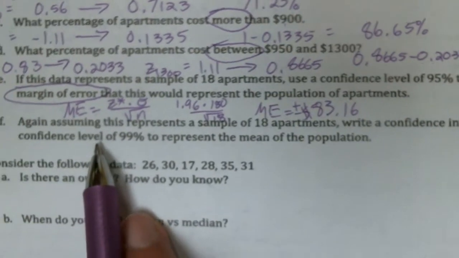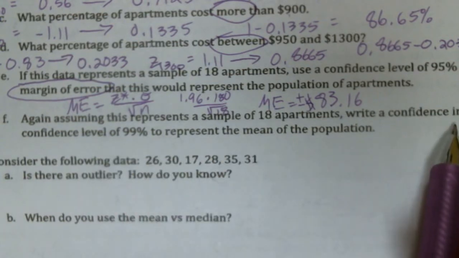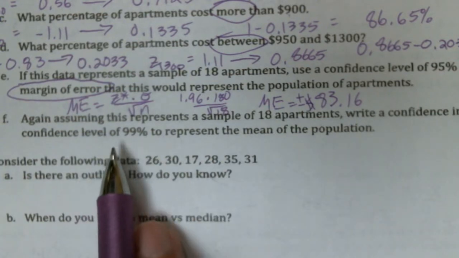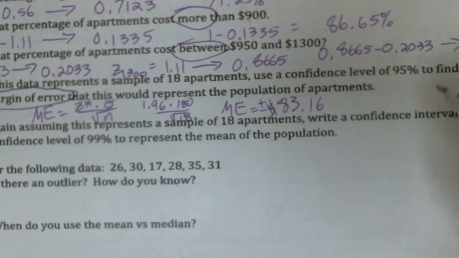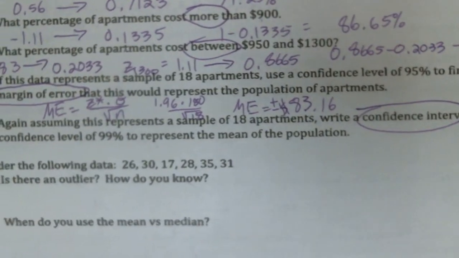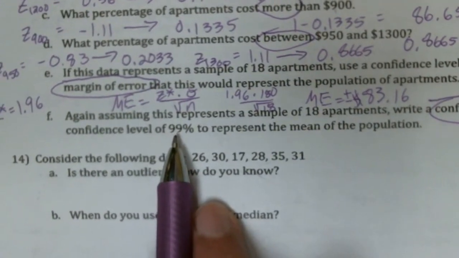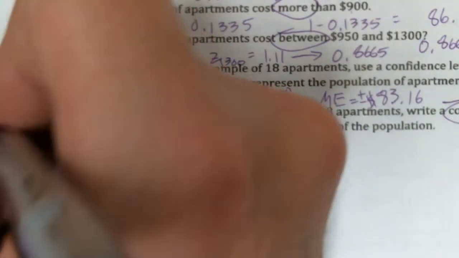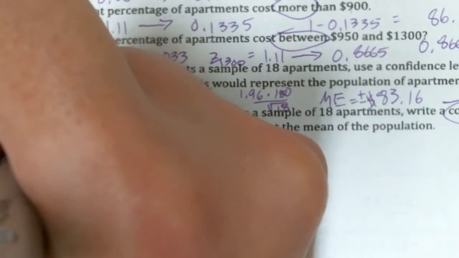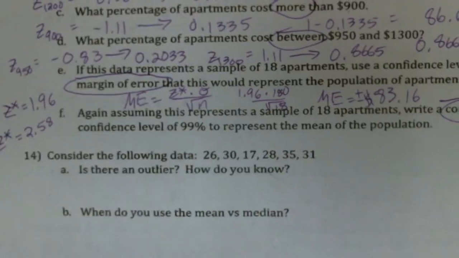Okay, so in the next one in F, they're going to say, get your margin of error and then add and subtract it from the mean to get a confidence interval. Write a confidence interval. Now this time we're using a confidence level of 99%. So the Z-star for the 99%, that was our 2.58 number. All right, so we've got to get the margin of error.